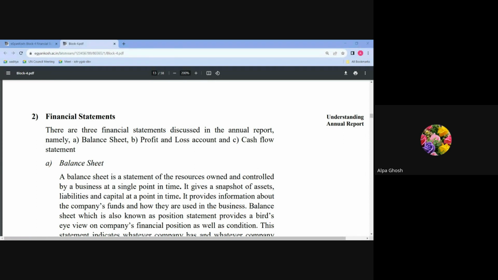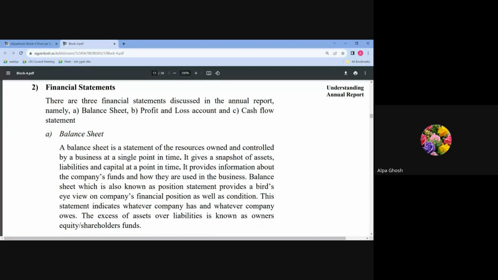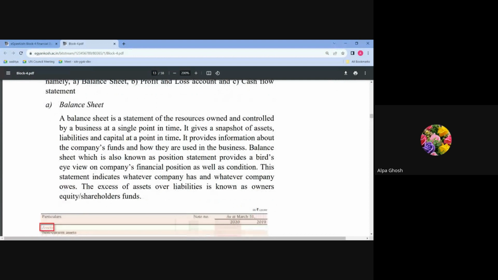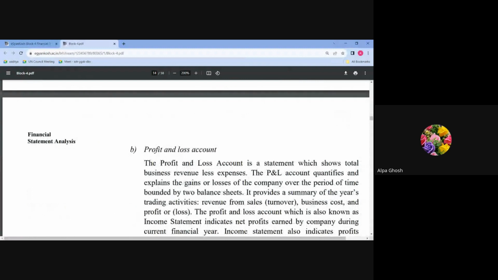at a given time. So the balance sheet is the bird's eye view to know about the position of a company. It indicates what the company has and what the company has to pay. The excess of assets over liabilities, if assets are more, which is preferred, compared to the liabilities, is known as the shareholders fund or owner's equity. And if your liabilities are more, then of course it is a loss.